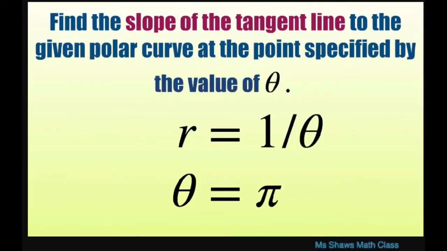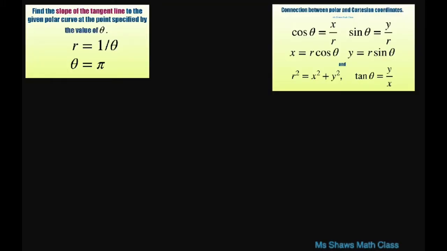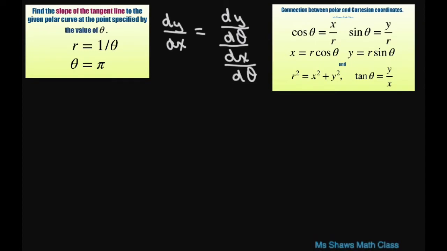In this one, we're going to find the slope of the tangent line to r equals 1 divided by theta at the point theta equals pi. To do this, we're going to have to find the derivative of y with respect to x, which more specifically for us will be the derivative of y with respect to theta divided by the derivative of x with respect to theta. Just recall these two cancel out. But this is what we're going to be doing.